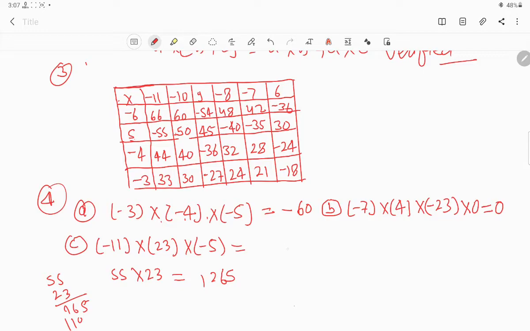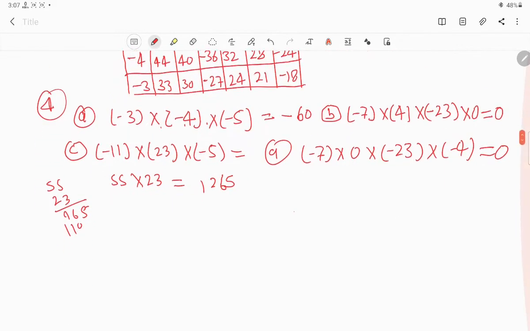The product is 1265, and the sign of the product is positive because two negative integers are coming, which means an even number of negatives. The last part of this question is minus 7 into 0 into minus 23 into minus 4. Here a zero integer is multiplied with the numbers, so the product is 0. This is all.